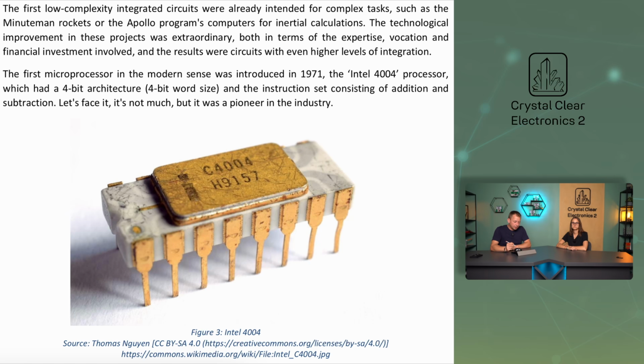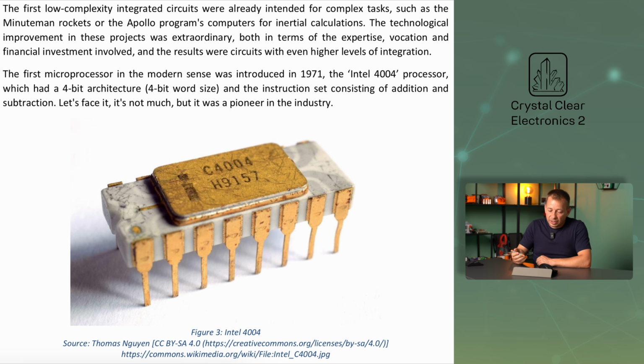The first microprocessor, in the modern sense, was introduced in 1971, the Intel 4004 processor, which had a 4-bit architecture, that is 4-bit word size, and an instruction set consisting of addition and subtraction. Let's face it, it's not much, but it was a pioneer in the industry.